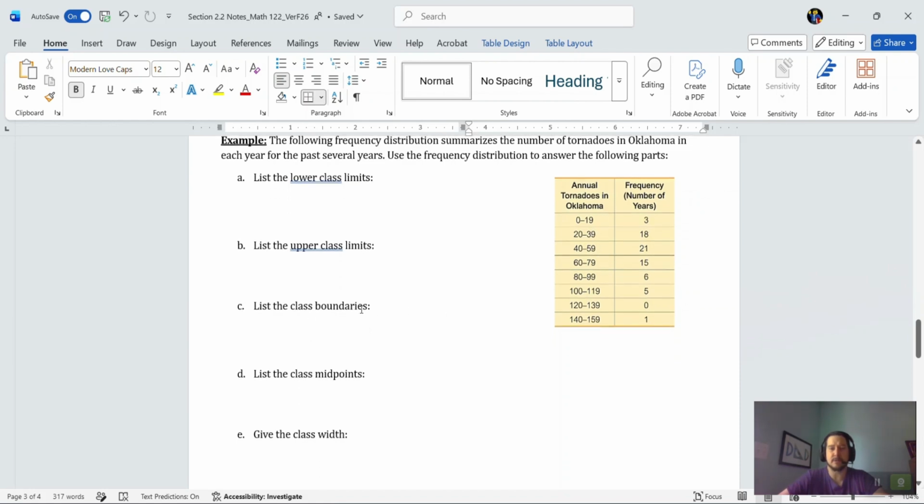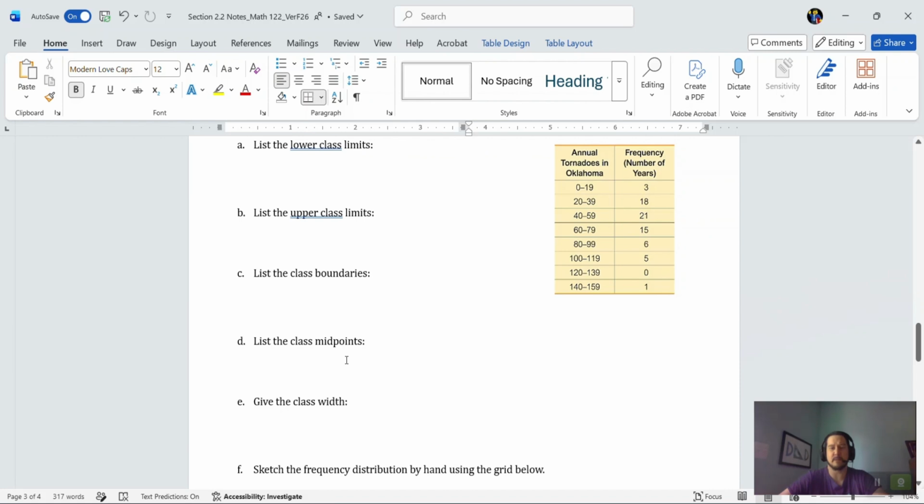The class boundaries, so the first class boundary between 19 and 20 would be 19.5. You could also do negative 0.5 as a class boundary. And the second to last class boundary would be 139.5. And according to the author, the official last class boundary would be 159.5.